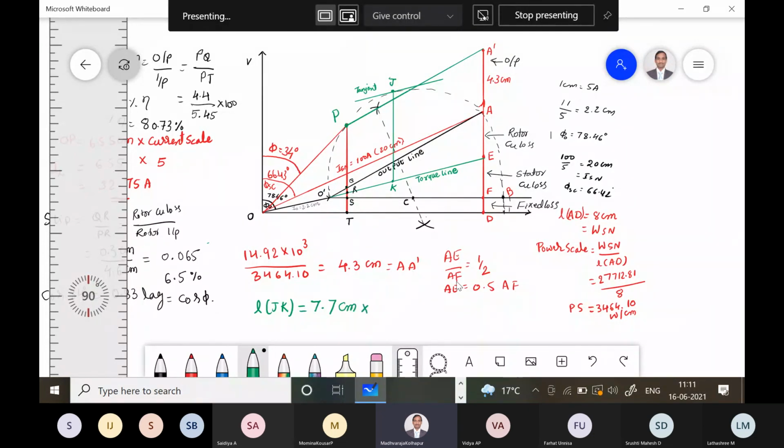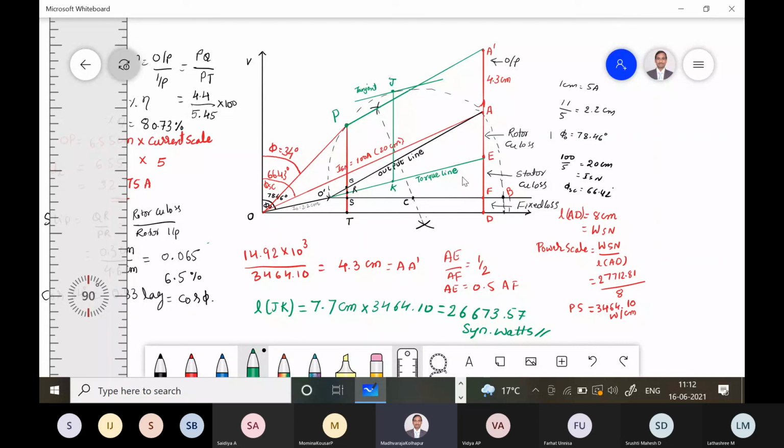Multiplied by the power scale. So what is the power scale? 3464 watt per centimeter. So 3464.10. This will give torque in terms of synchronous watts. So 26673.57 synchronous watt. This is the maximum torque that is asked in the question paper. So this is the answer for your question.